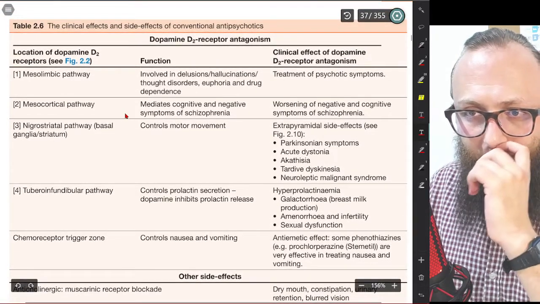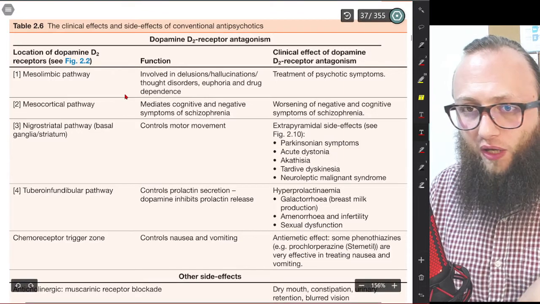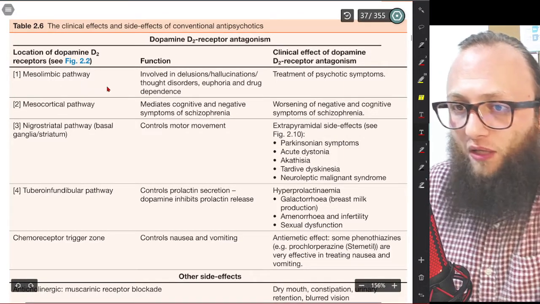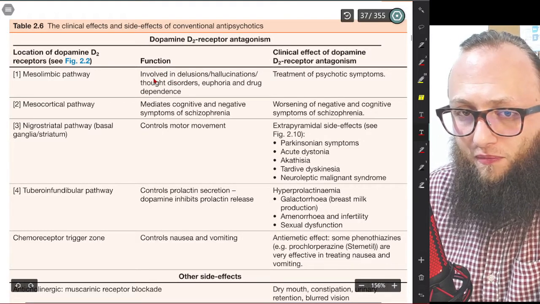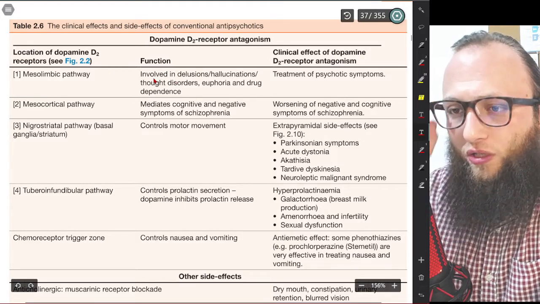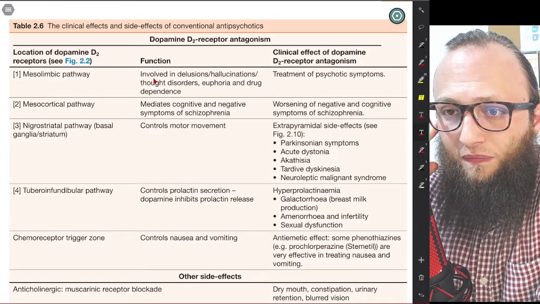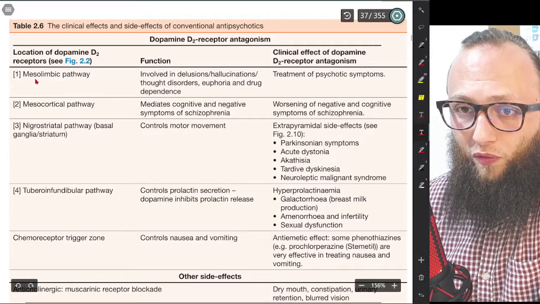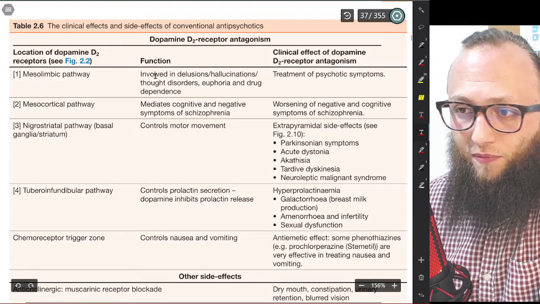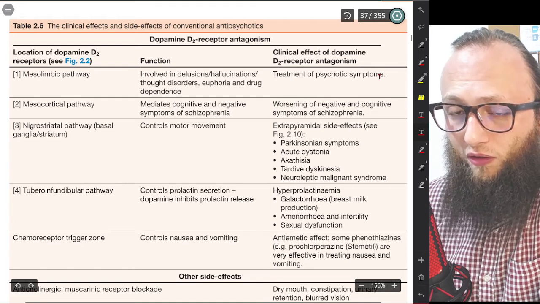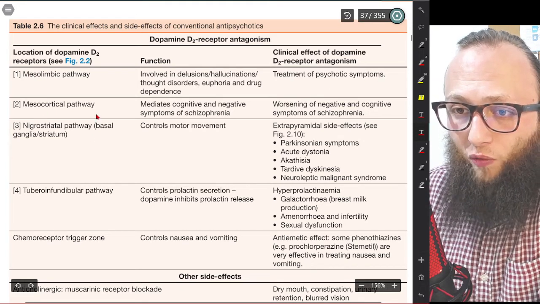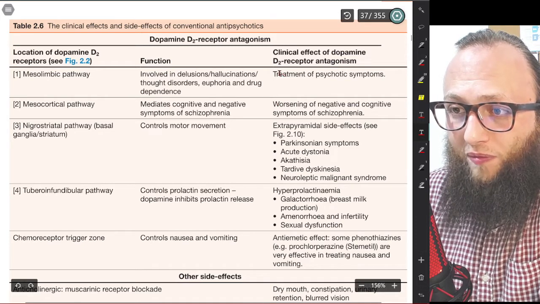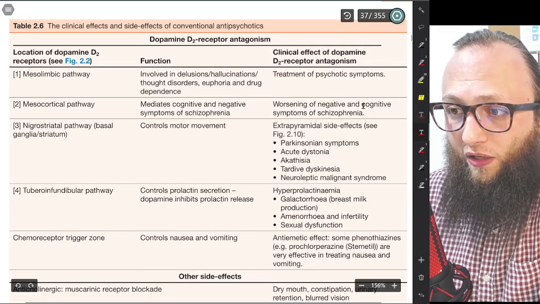For clinical effects and side effects of conventional antipsychotics, we have dopamine D2 receptor antagonism. The mesolimbic pathway is involved in delusions, hallucinations, thought disorders, euphoria, and drug dependence. That's why when we target this pathway, it would cause treatment of psychotic symptoms. While the mesocortical pathway mediates cognitive and negative symptoms of schizophrenia, the clinical effect of dopamine D2 receptor antagonism would worsen the negative and cognitive symptoms of schizophrenia.